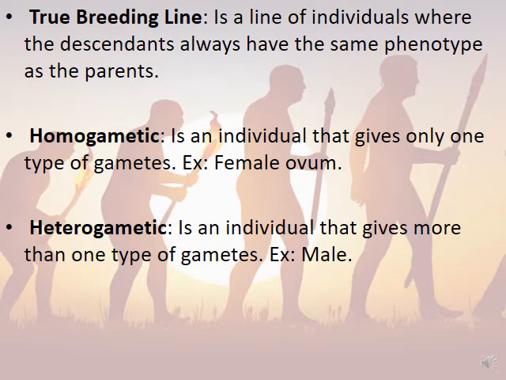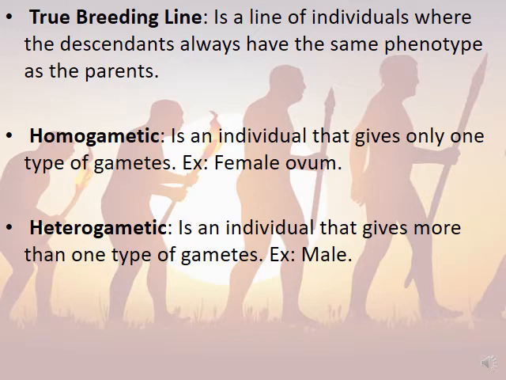True breeding lines. The meaning of true breeding lines is a line of individuals where the descendants always have the same phenotype as the parents. So for example, we have individuals having blue eye color, all the descendants will have blue eye color. So this is called a true breeding line.